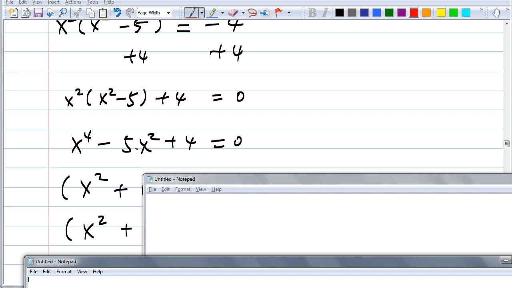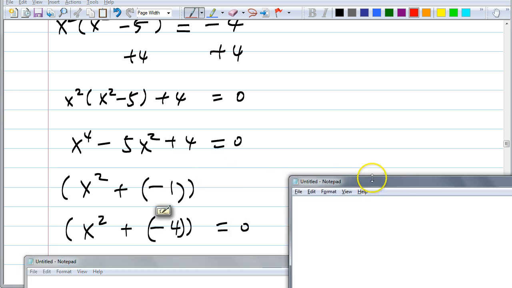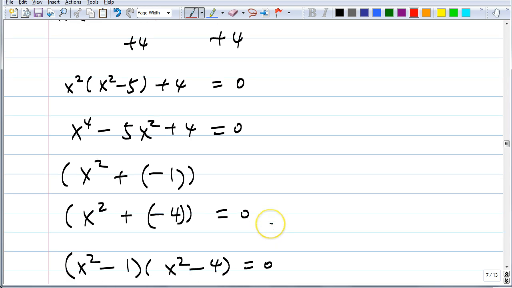X squared plus negative 4 and negative 1. Would that work? Zareth is correct, right? If you don't believe me, multiply it out, right? X squared times negative 4, isn't that negative 4x squared? What is negative 1 times x squared? Negative 1x squared. What do you get when you add them together? Don't you get negative 5x squared? All right. So this becomes this, right?